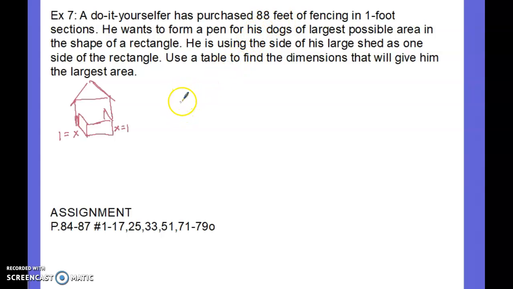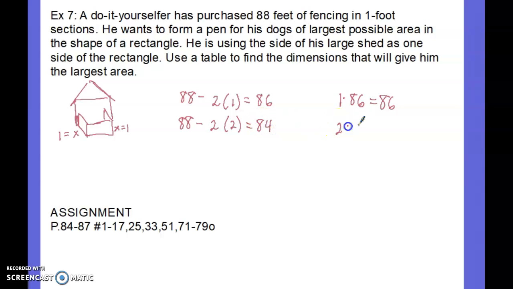So basically what you can do is just set up a table to figure out that this length would be 86, and then you can figure out the area of that rectangle would be 1 times 86. So that would be an 86 square foot thing. So, well, if we use 1 foot increments, then maybe the next one is by 2. Well, 2 times 2 is 4. When you subtract it, you get 84. So 2 times 84 would be that area.